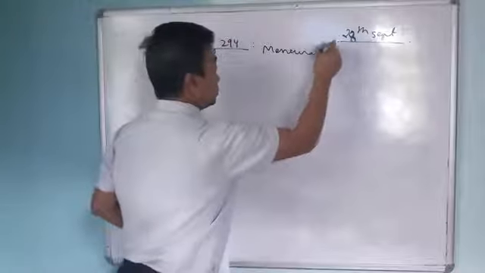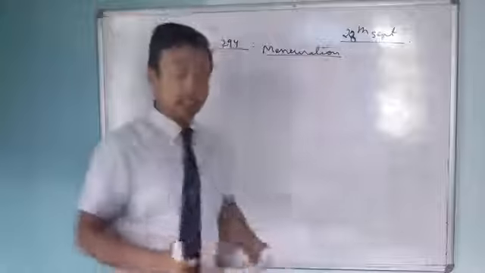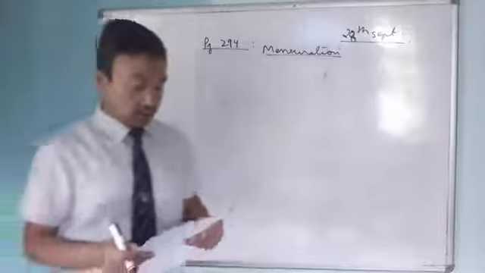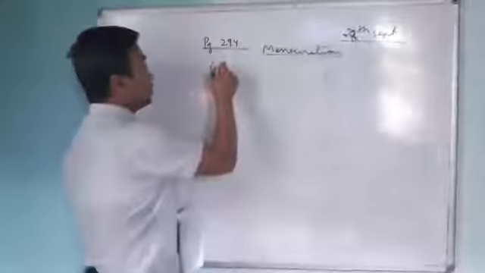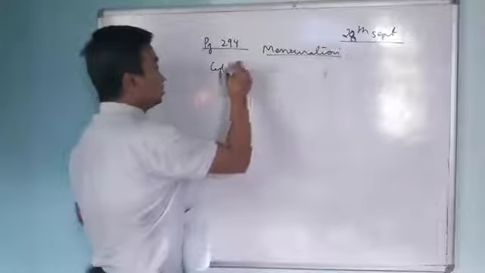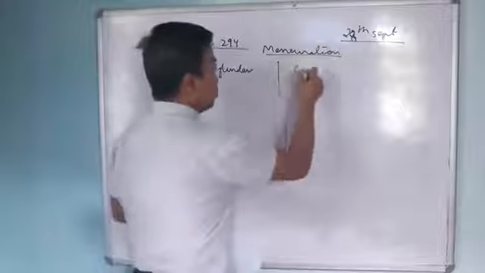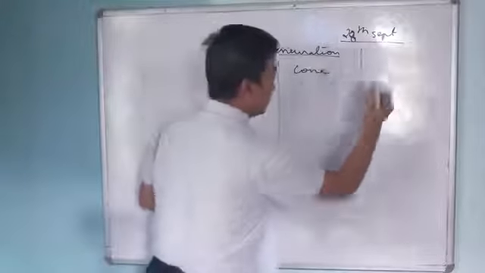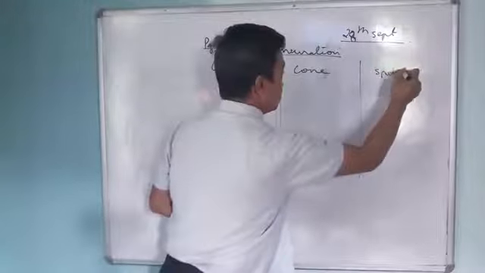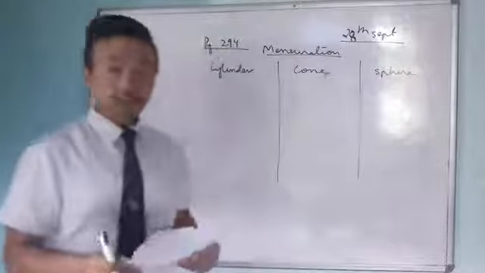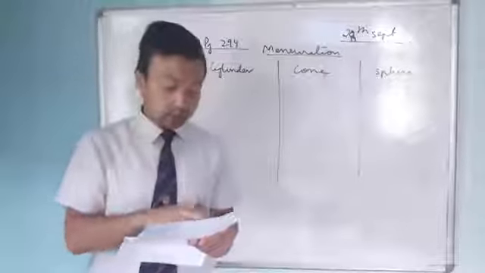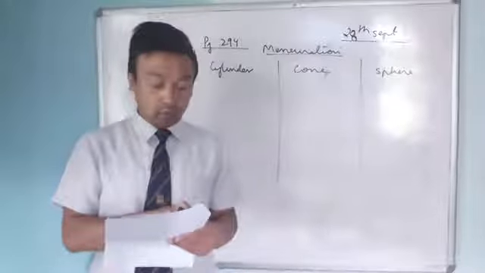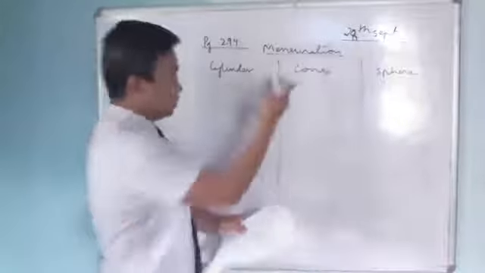This mensuration is not a new topic. We have done this in class 9. We will be taking three solids here: cylinder, cone, and sphere. Okay. If you look at the reduced syllabus for this ICSE 2021, you have got area and volume of solids. The three solids are there.